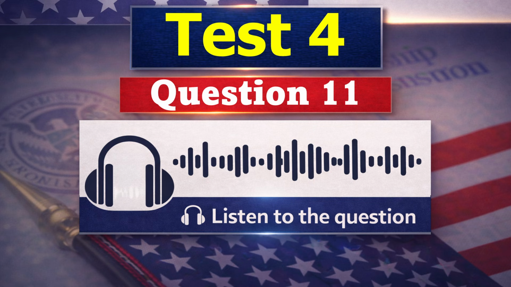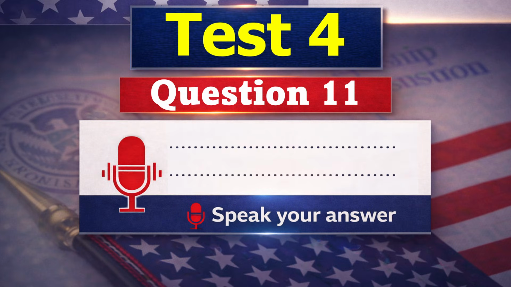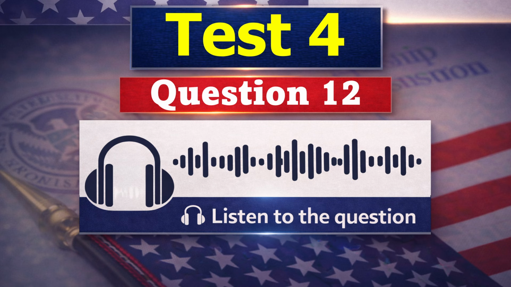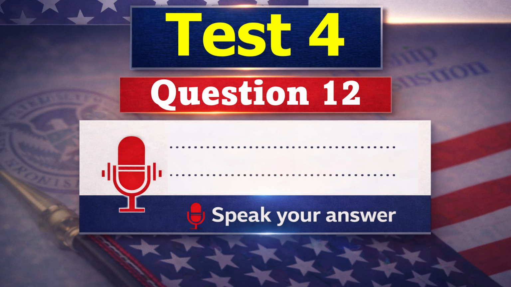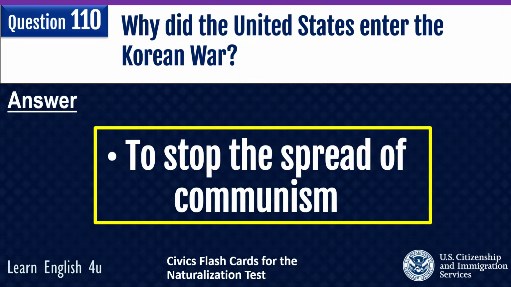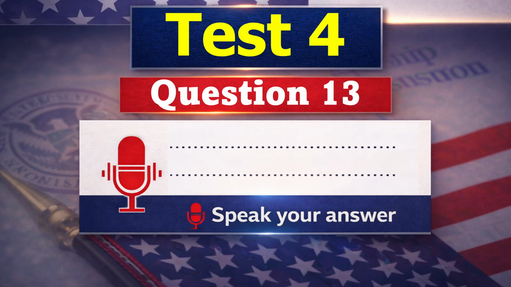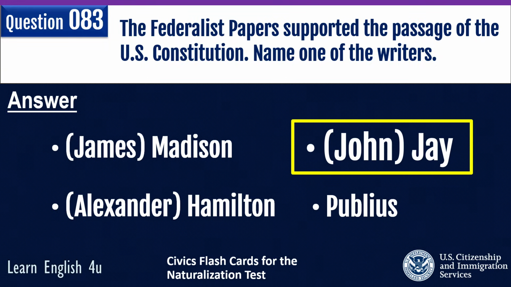When did the Great Depression start? The Great Crash, 1929. Why did the United States enter the Korean War? To stop the spread of communism. The Federalist Papers supported the passage of the Constitution. Name one of the writers. John Jay.